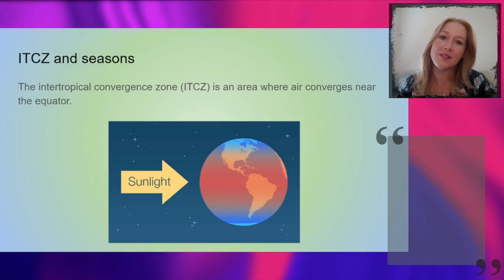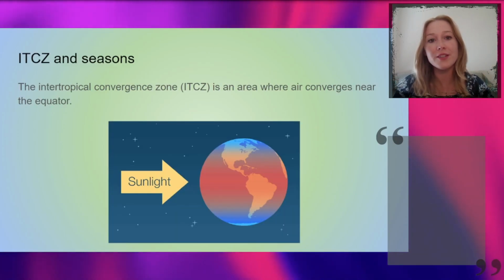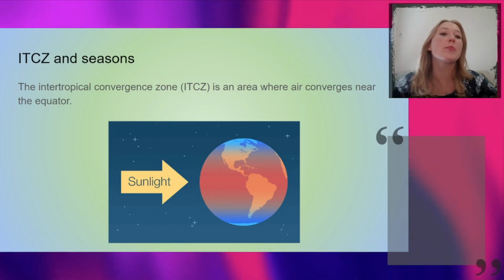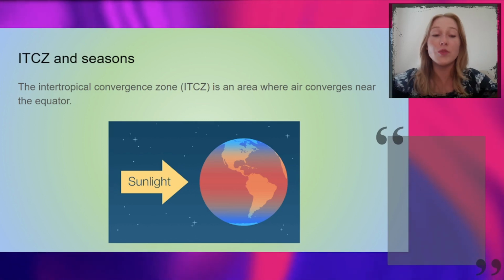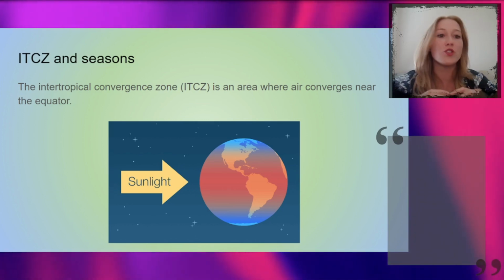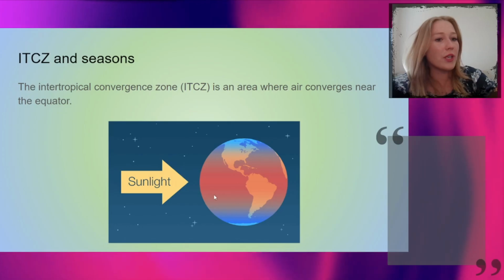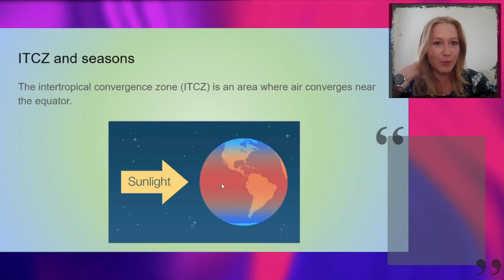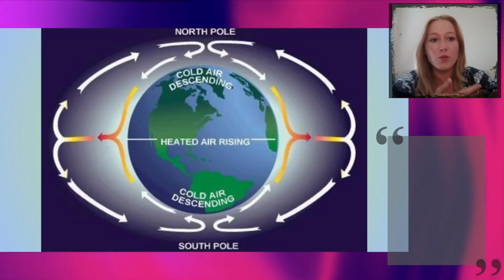So the ITCZ is an abbreviation for the Intertropical Convergence Zone. This usually happens over the equator, not exclusively over the equator, just in that area. So if we remember, the equator is hot, right? We learned that in fact number 1, which means hot air rises.